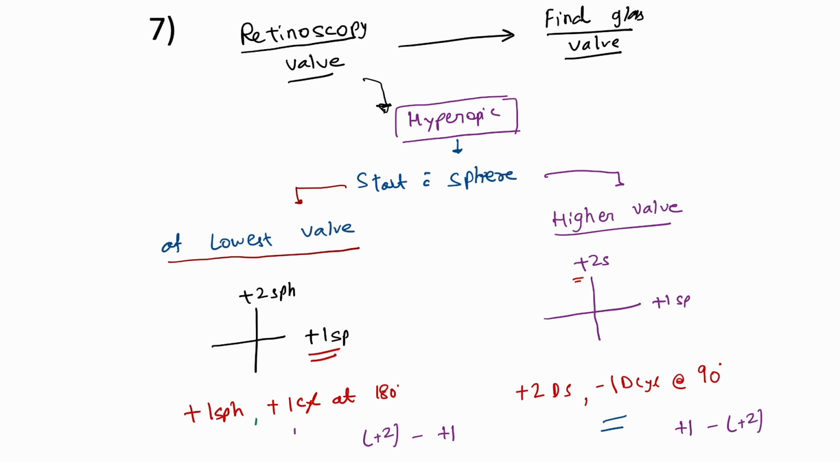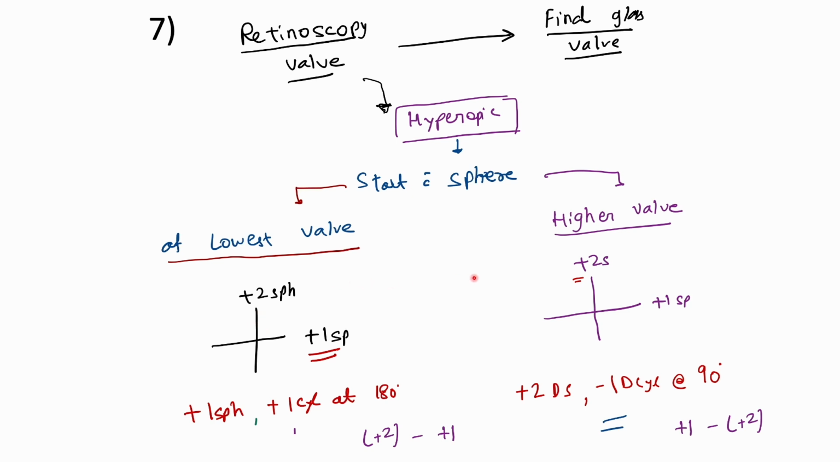Now how will we calculate the cylindrical value? We take the power of the other axis and subtract this value from it. That is, if we are taking my horizontal as the spherical, then for the other axis we will subtract this value. So we will take +2 minus +1, and we get our cylindrical value: +1 cylindrical at 180 degree, because the cylinder will act in the opposite meridian. That's why 180 degree is mentioned. It will act in the vertical meridian.